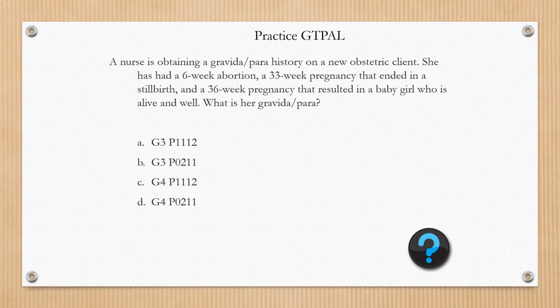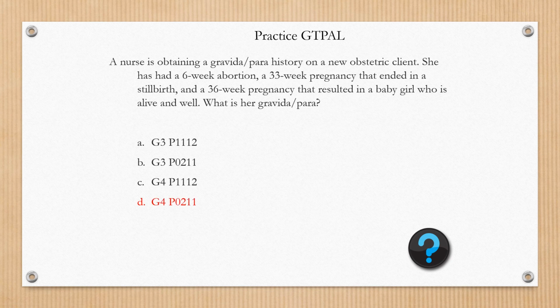She had a 30-week pregnancy that ended in a stillbirth, still nothing in the L column, and 1 in the preterm column. Okay. She had a 36-week pregnancy that resulted in a baby girl who's alive and well. There's 1 in the L column, and now 2 in the preterm column. There's none in the term column. So it's going to be D is the correct answer.